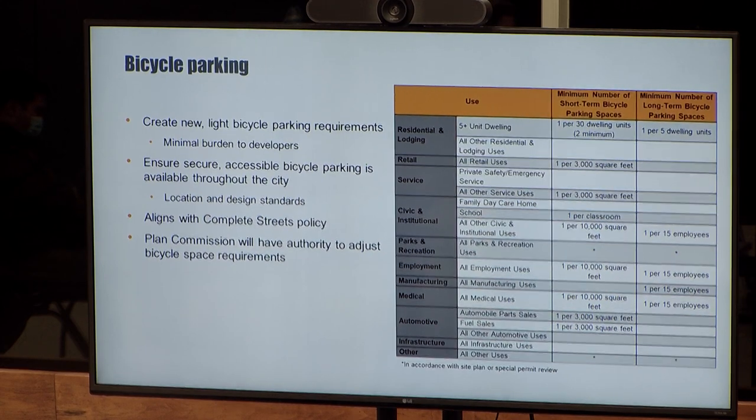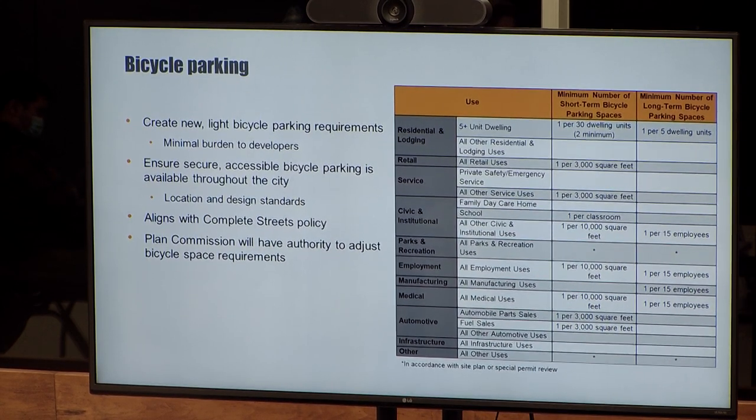They're very minimal. If you're a very small business, you aren't going to be forced to add a bike rack unless you're more than 3,000 square feet. So a lot of businesses won't even be impacted. What's an example of 3,000? Do you know off the top of your head? 3,000 square feet. Maybe 30 feet wide, 100 feet deep.